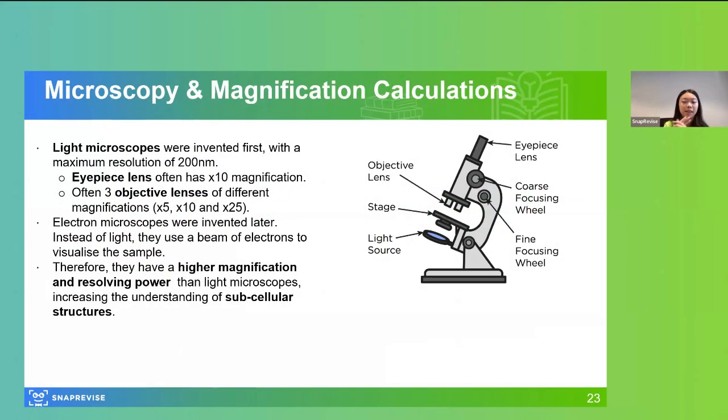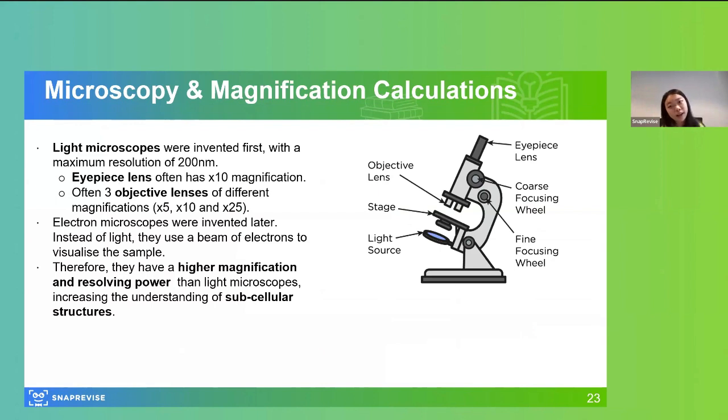Okay, let's move on to the next topic. The next topic is going to be microscopy and magnification. There are two parts to this. There's the theory part of it, which is the actual microscope itself, light microscopes and electron microscopes. And then we have the second part of it, which is a calculation question.